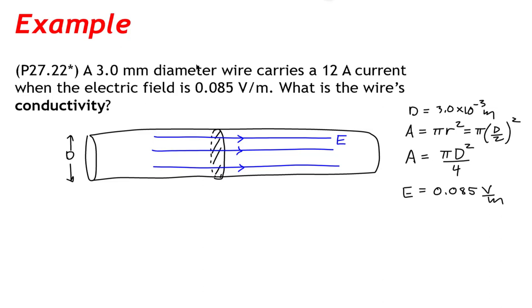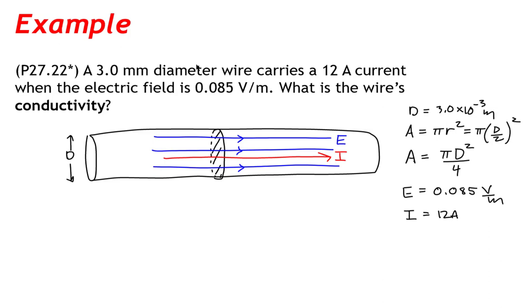This electric field gives the signal to the conduction electrons to begin to move. So the current direction will be in the direction of the electric field. So this is our current direction, I. Now don't forget, the current direction is the direction that positive charge would move. If this wire were a copper wire, our charge carriers are electrons, so they would move opposite the direction of this positive current. We're given that this current is equal to 12 amps.